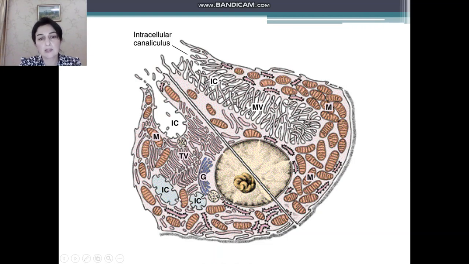And in the inactive side, we can see several tubulovesicular networks here. These tubules and vesicles are deposits of membrane. When the cell is activated, they form these microvilli, and the intracellular canaliculi are formed.